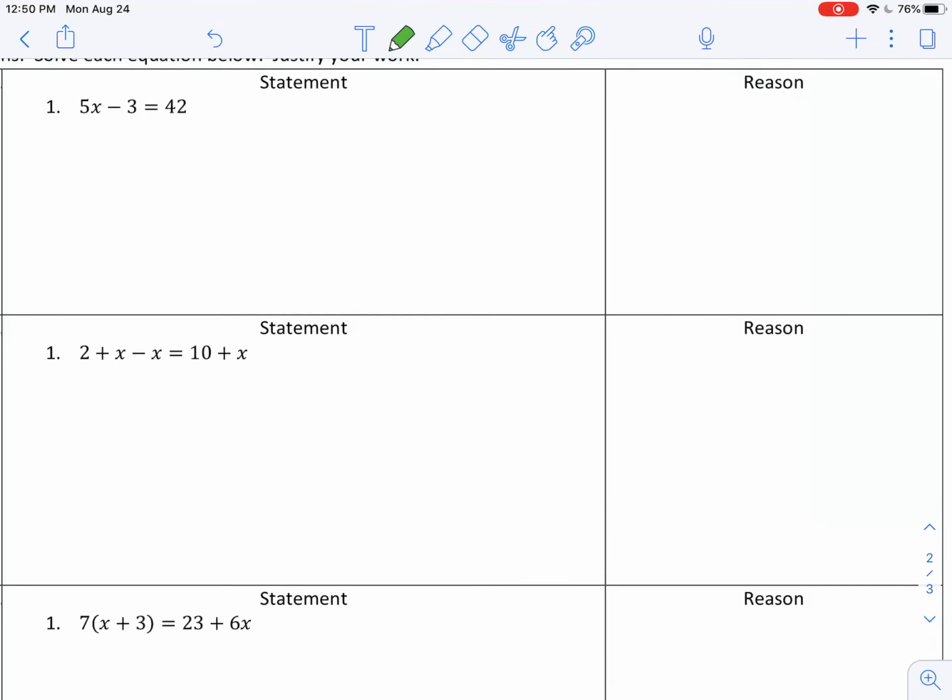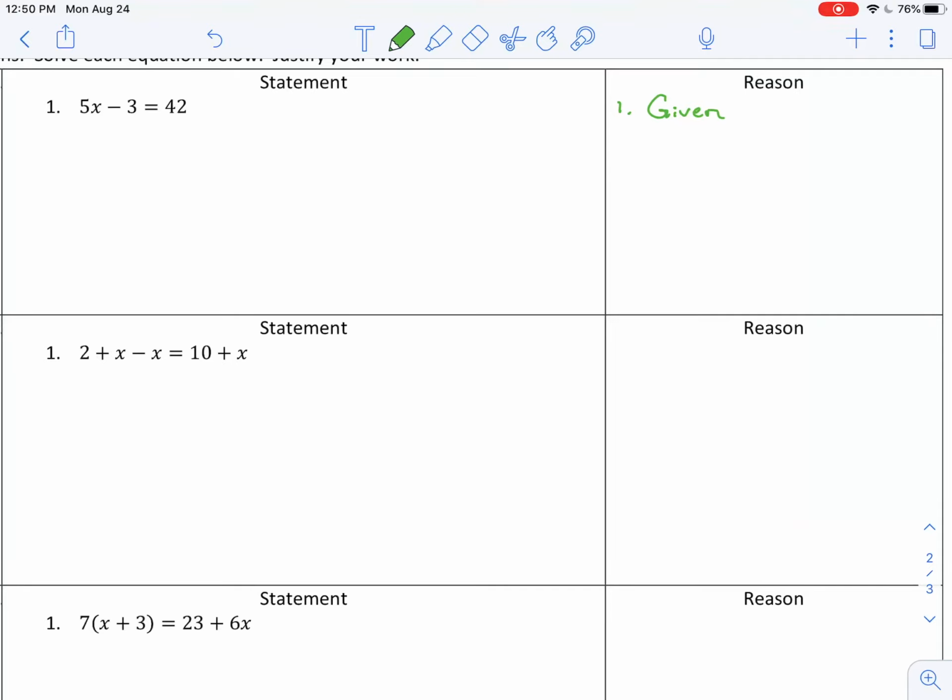I'm pretty sure nobody liked doing those statements and reasons, but it's where we write down why we wrote our work down. So why did you write down 5x minus 3 equals 42? You didn't. So it was given to you. After today, I'm pretty sure at least in a week, you will never start with given. It will always be some other reason, but for now, I'm just handing you these equations. So let's remember how to solve this.